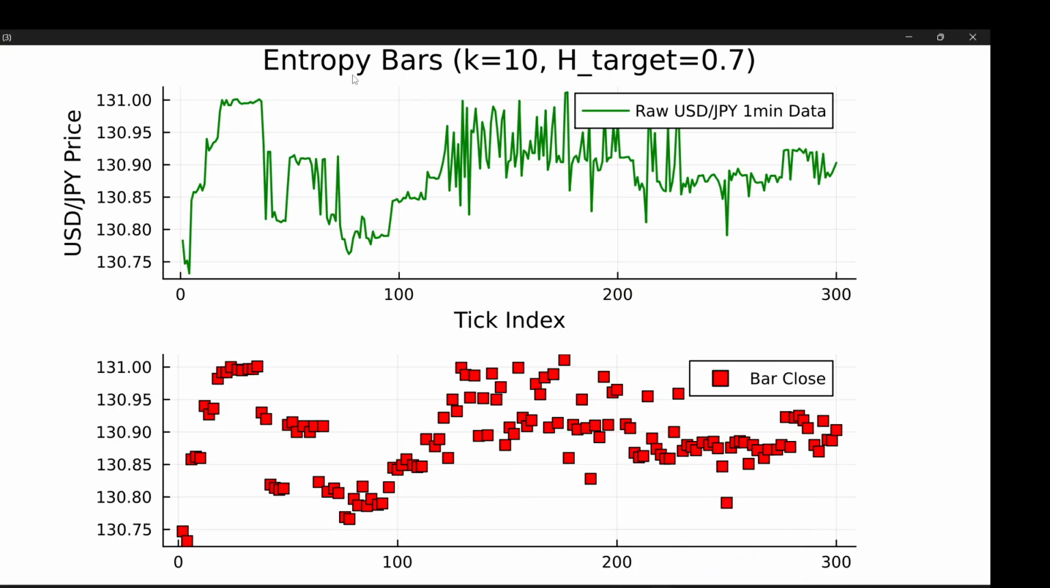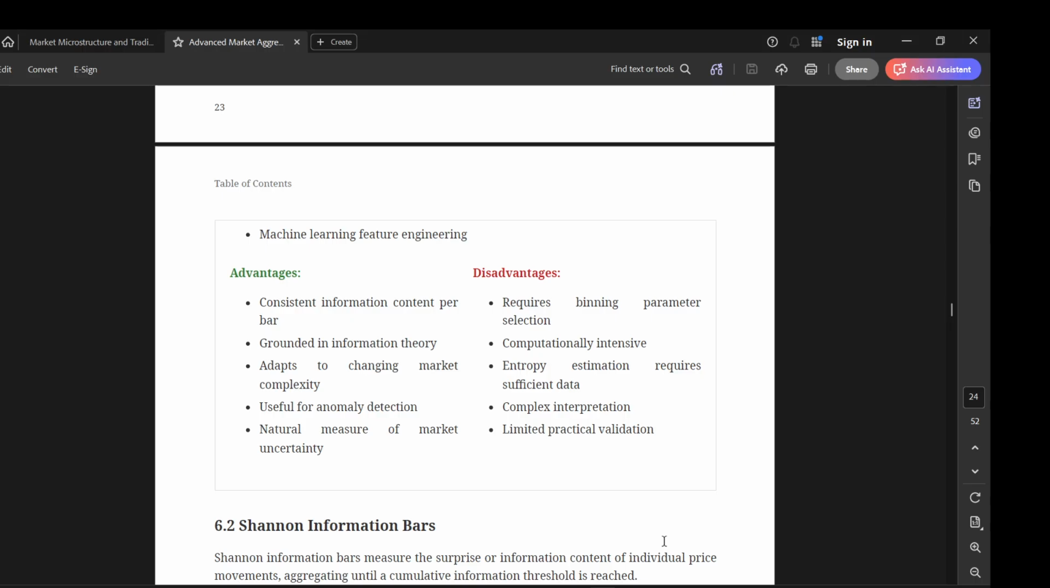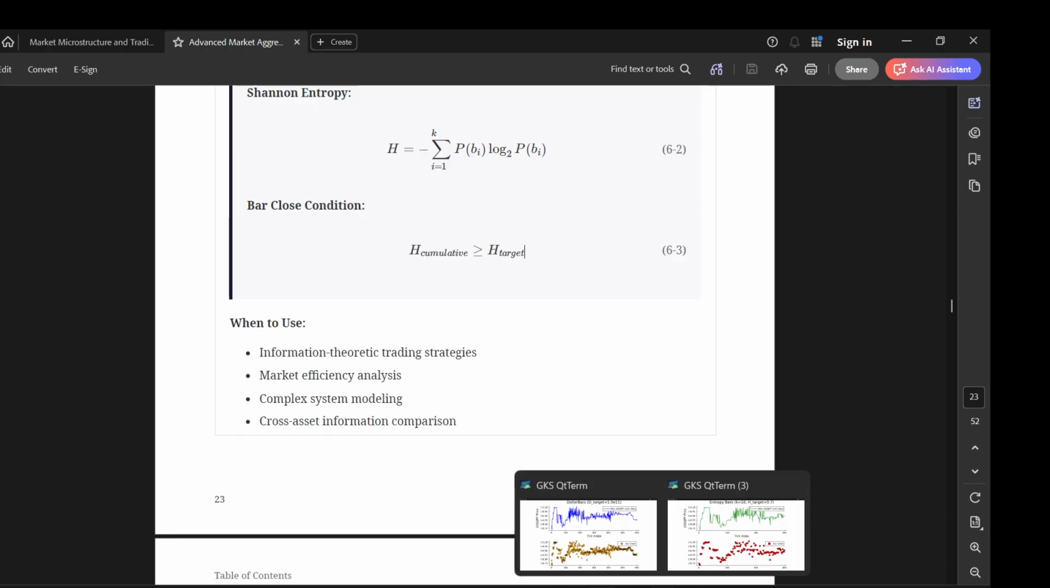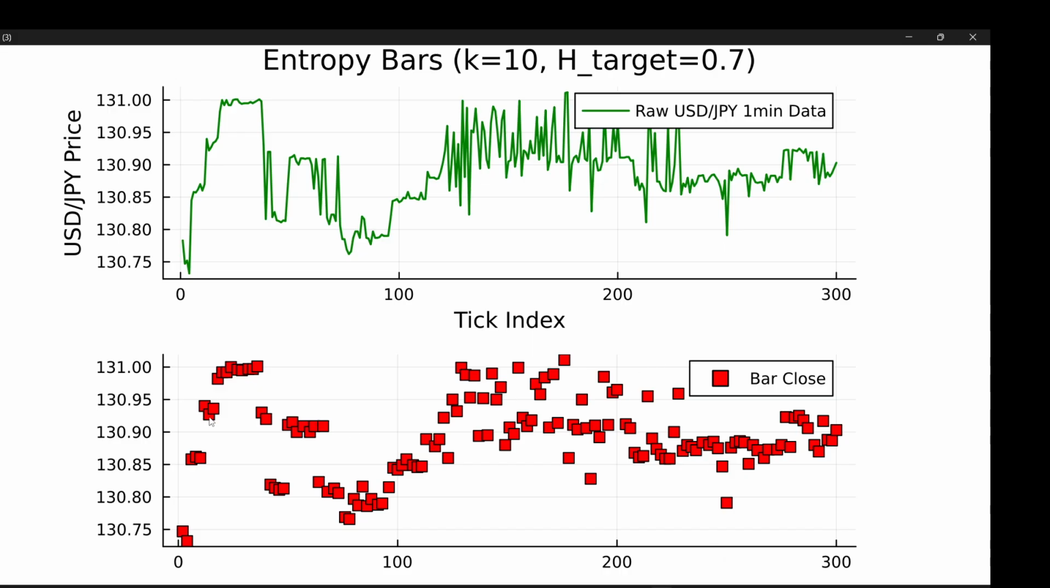Now, here are the entropy bars. Isn't it beautiful? We have k bins equals 10, H sub target equals 0.7. And as you can see, the bar closes every time this target is met, right? It's exceeded or is equal to this. So that means that Shannon entropy at this point is greater than or equal to 0.7, which follows the close condition.